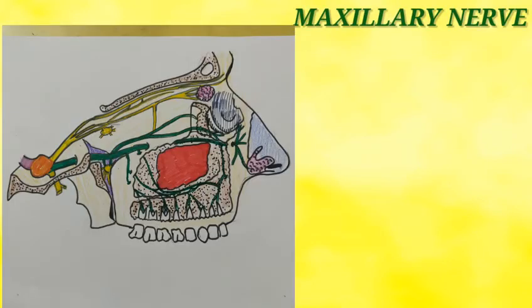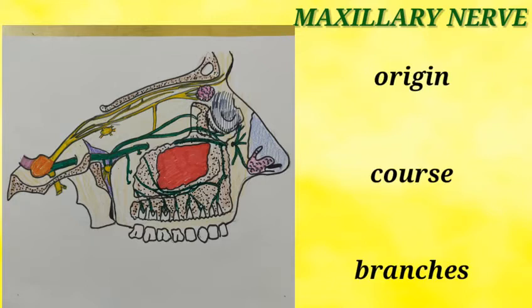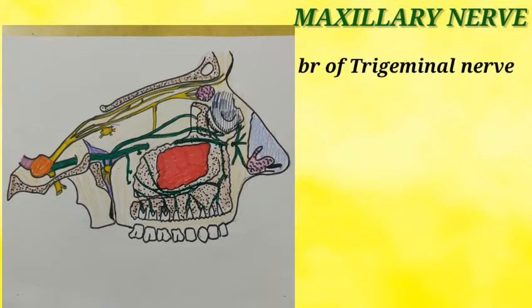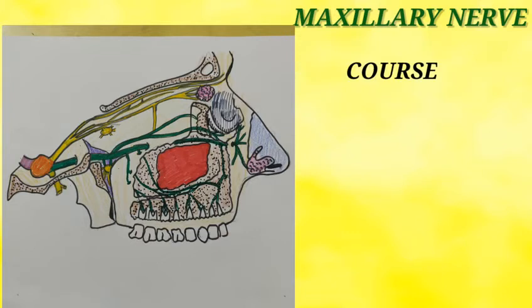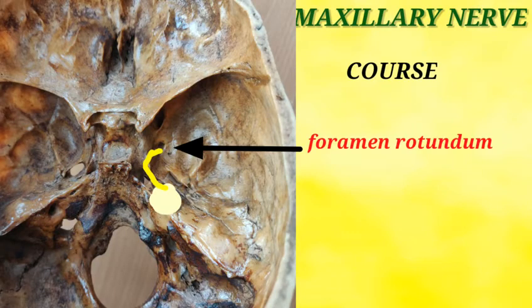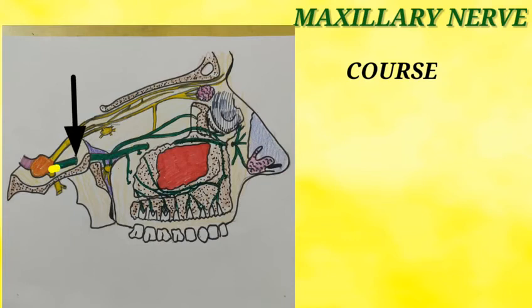Now, let's discuss the anatomy of the maxillary nerve with its origin, course, and the branching pattern. The maxillary nerve is the second division of the trigeminal nerve, and its function is entirely sensory. It arises from the convex anterior border of the trigeminal ganglion located in the apex of the petrous part of the temporal bone. After its origin, it courses lateral to the cavernous sinus, and then through the foramen rotundum it leaves the skull and enters into the upper part of the pterygopalatine fossa.